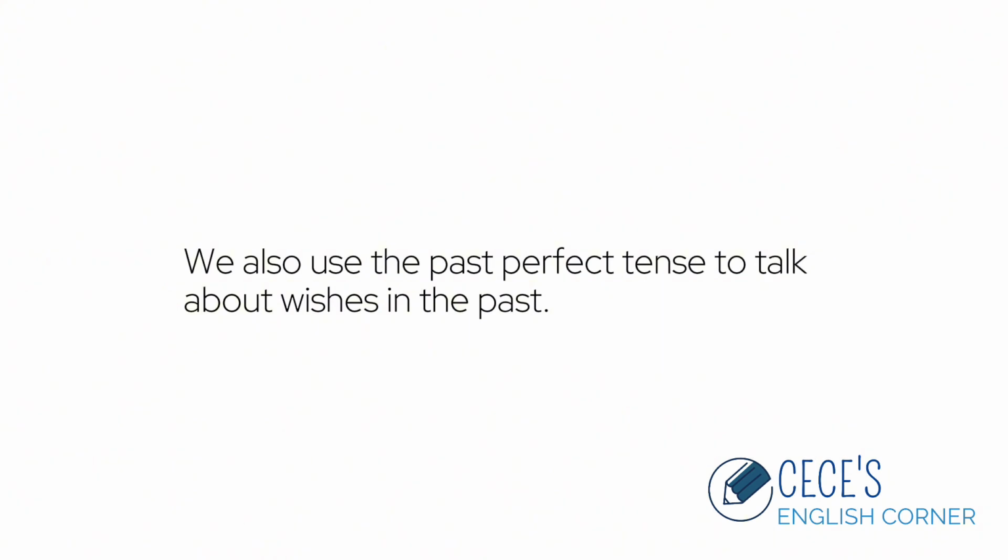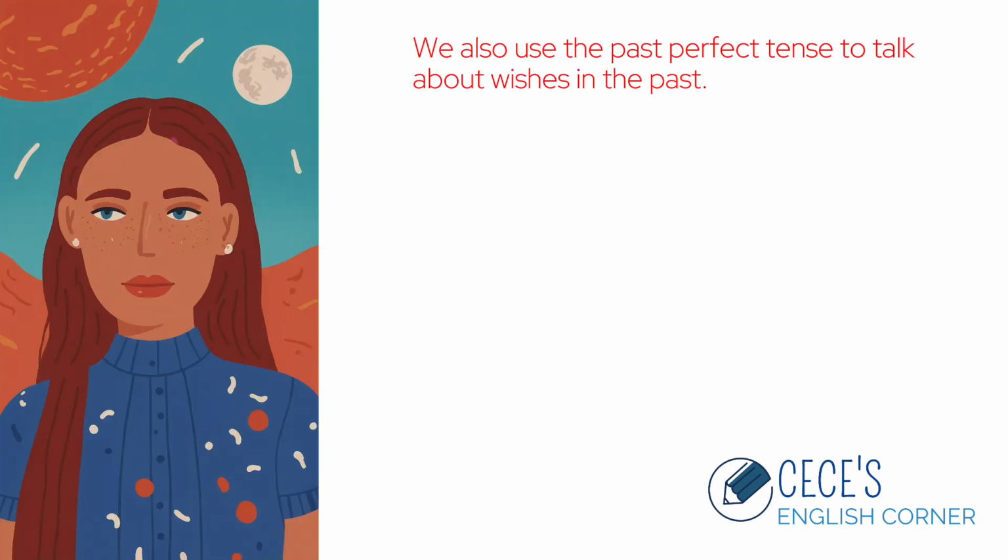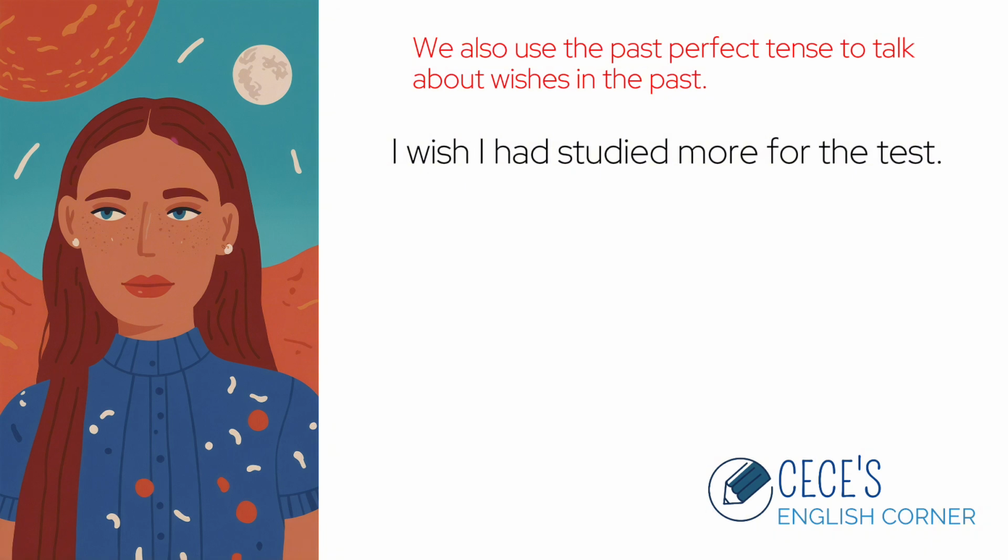Lastly, we use the past perfect tense to express wishes in the past. Usually, we are expressing regret. For example, I wish I had studied more for the test. In this sentence, let's underline the past perfect tense. Notice, there is a sense of regret. Maybe the speaker ended up performing badly on this test.